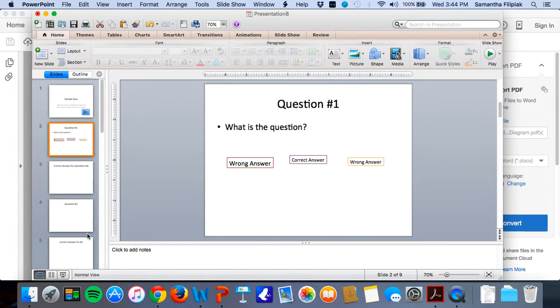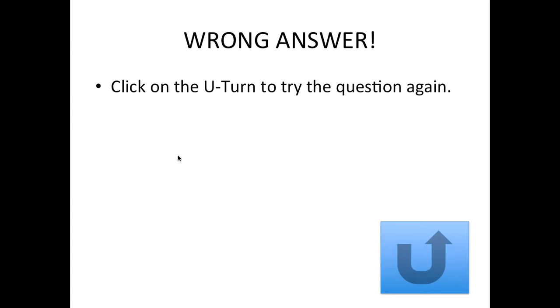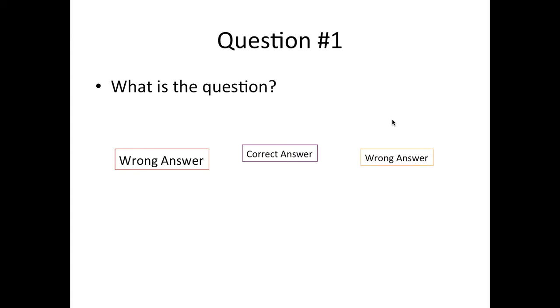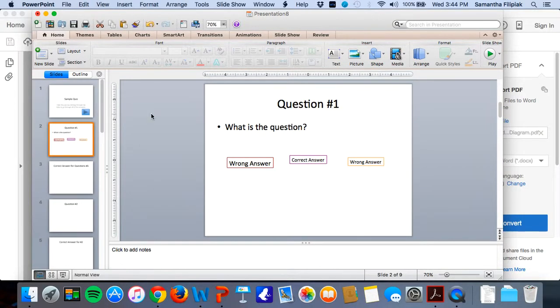Now, if I go back to question 1, which is where I was, and I click on wrong answer, notice I can't click anywhere because I'm in kiosk mode. However, if I click there, it will take me back to question number 1. All right.